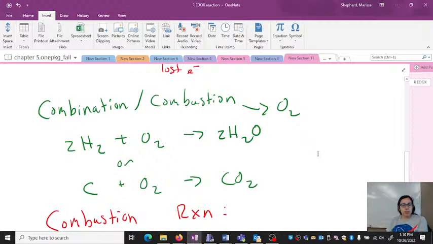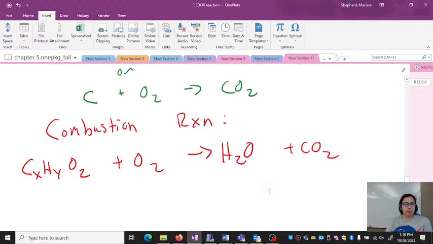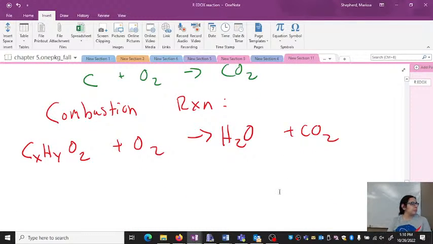And so same thing with these combustion reactions. They would be redox reactions anytime you see combustion. So just note that.